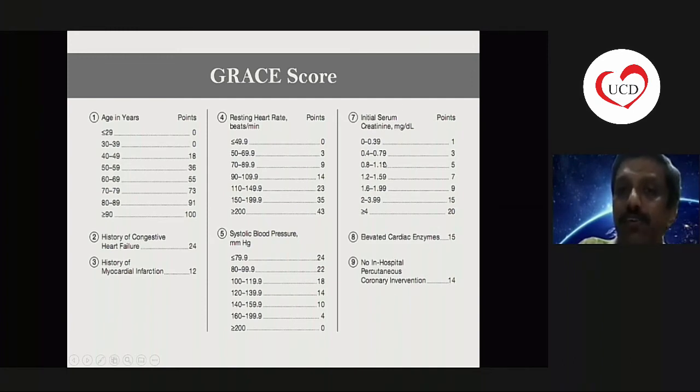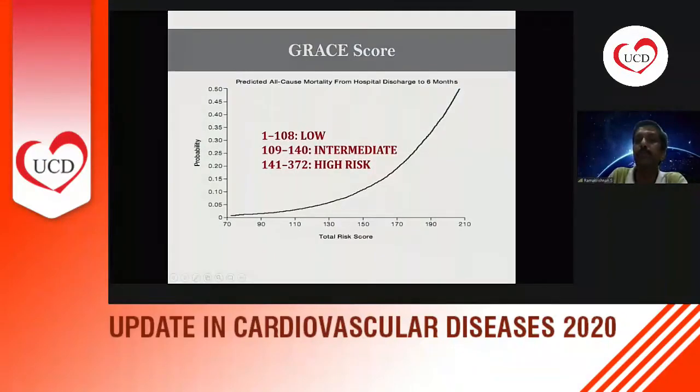What is the serum creatinine? That's all it needs. And actually, it beautifully gives you the prognosis in that particular patient. So anything that is 1 to 108 is low, 109 to 140 is intermediate, and 141 and above is high.